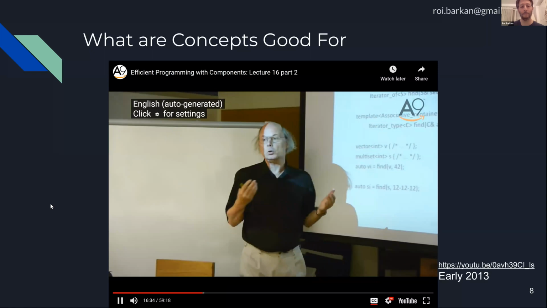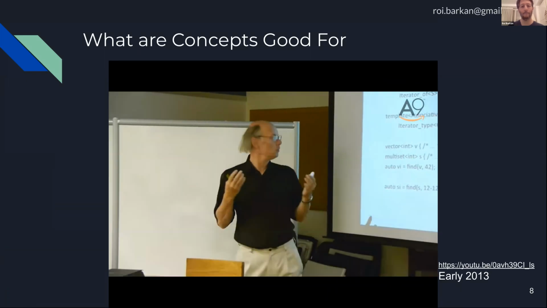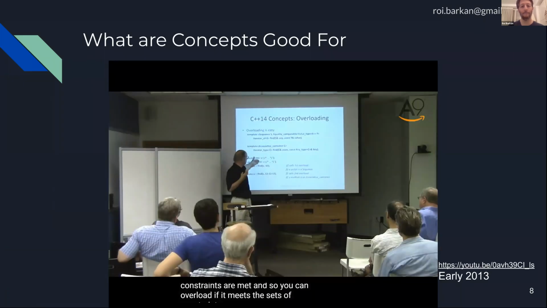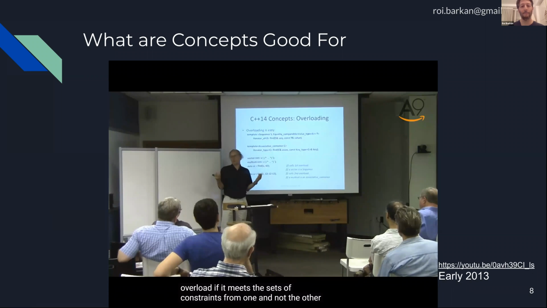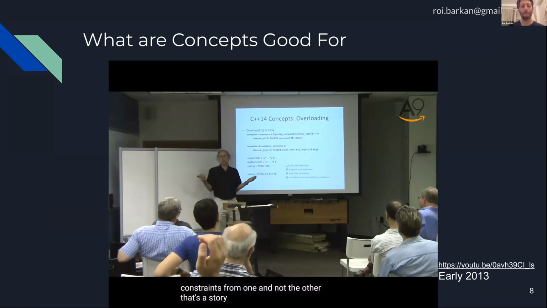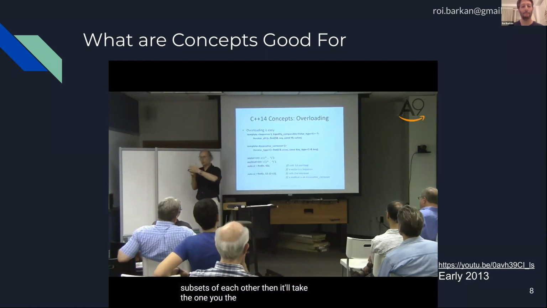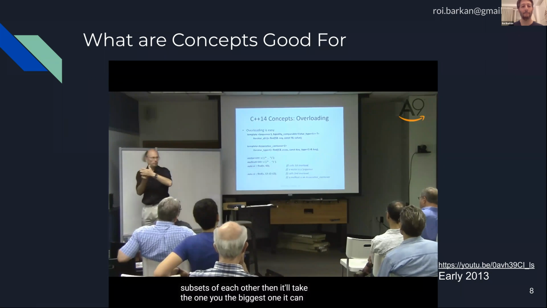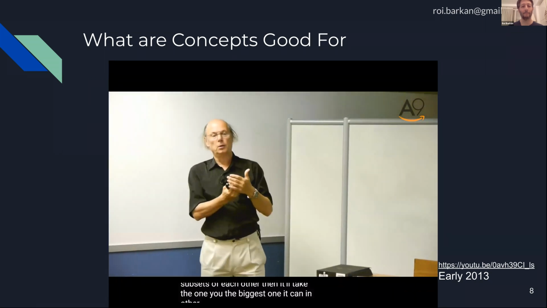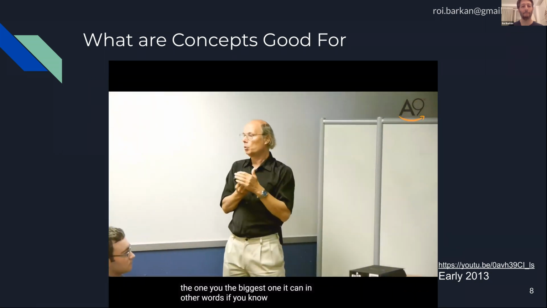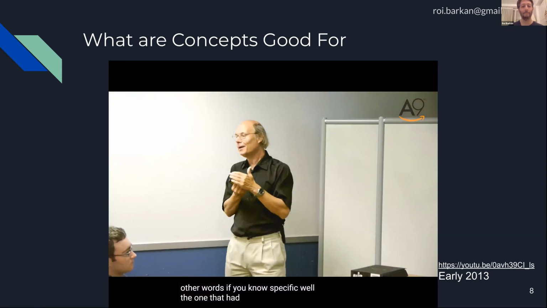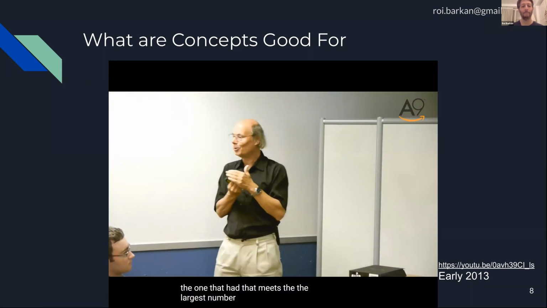You can overload if it meets the sets of constraints from one and not the other. That's the story. If they are subsets of each other, then it'll take the biggest one it can. In other words, the most specific, the one that meets the largest number of the predicates.